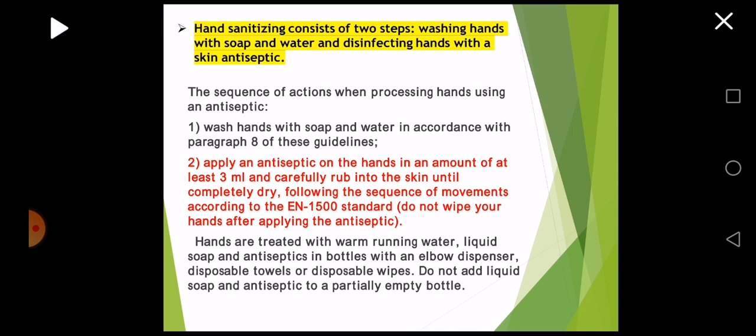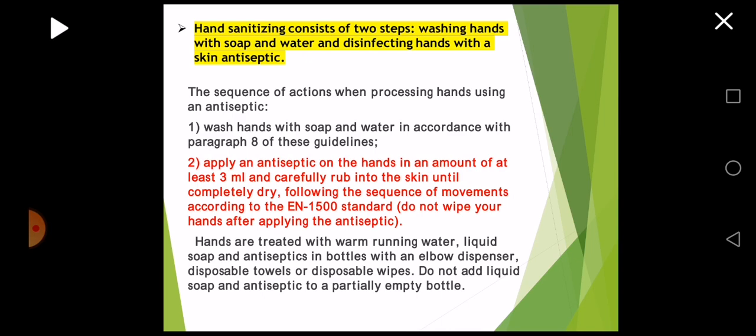Second, apply an antiseptic on the hands in an amount of at least 3 milliliters and carefully rub into the skin until completely dry, following the sequence of movements according to the EN-1500 standard. Do not wipe your hands after applying the antiseptic.